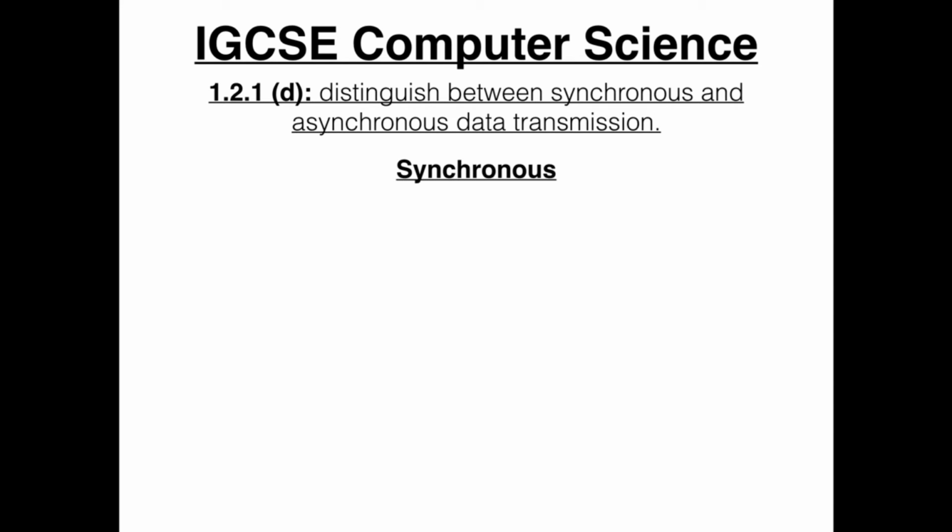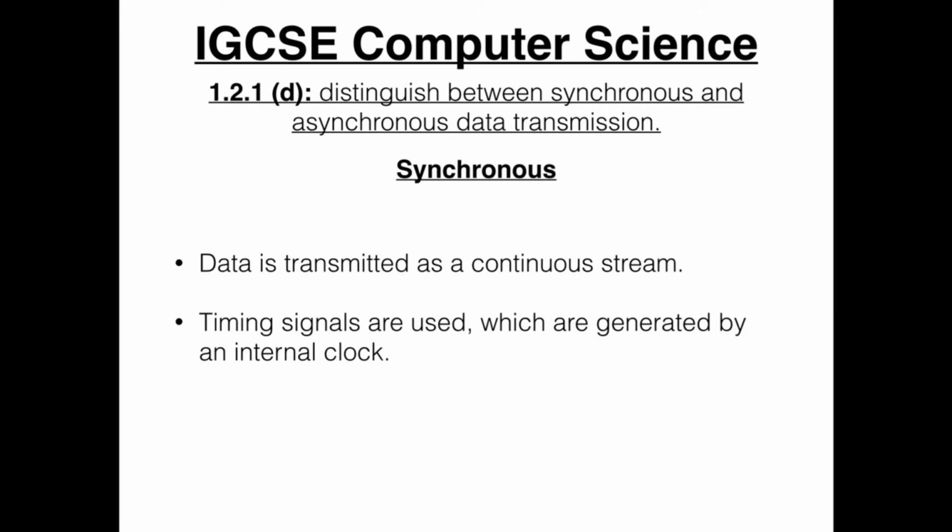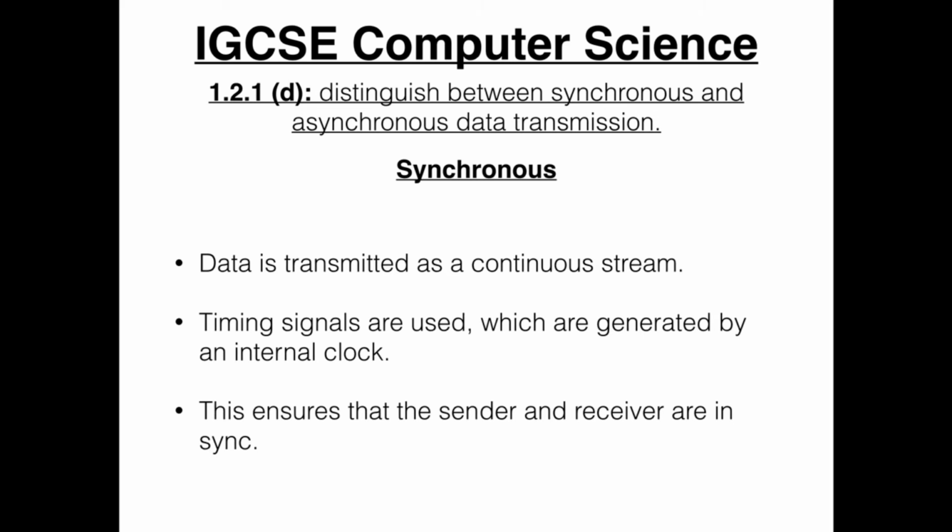Let's start with synchronous. Synchronous data transmission is data which is transmitted as a continuous stream. The way this is done is timing signals are used, which are generated by an internal clock. This ensures that the sender and receiver are in sync. So this is basically about data being transmitted, with the timing of the bits being sent tying in with this.